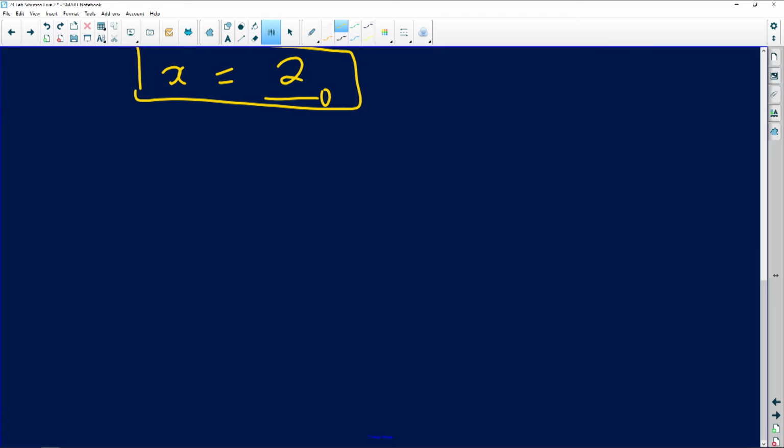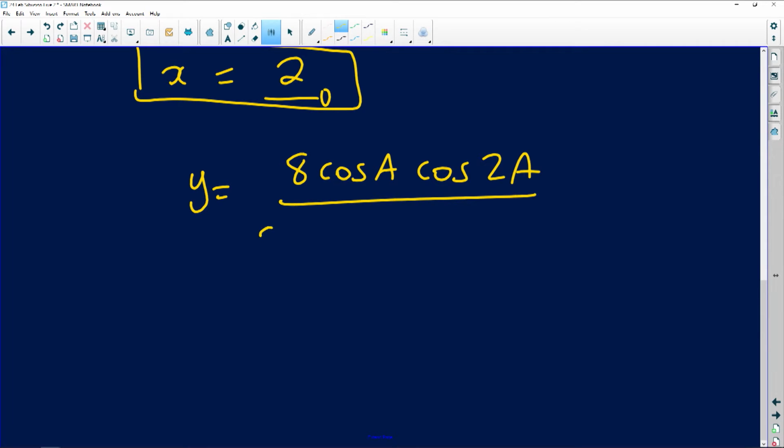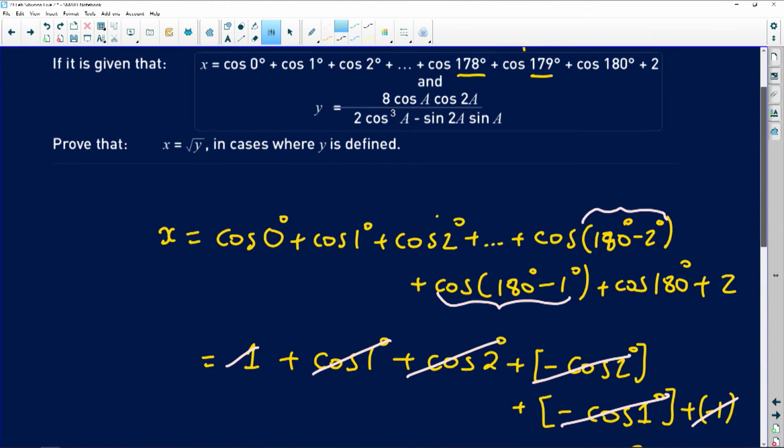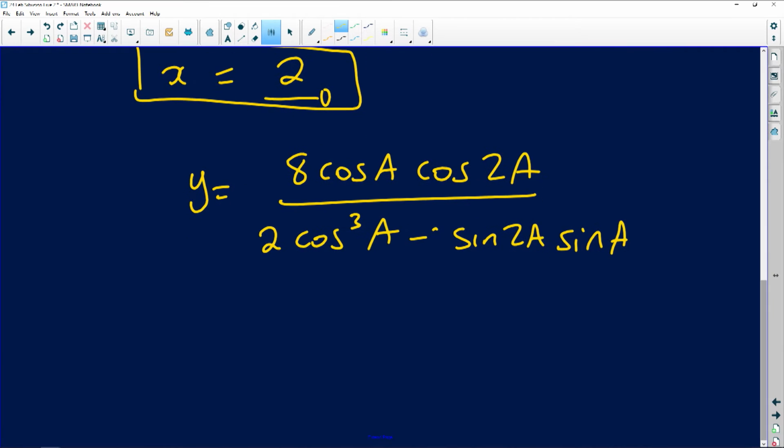So according to this question, y is 8 cos of a cos of 2a divided by 2 cos cubed a minus sine 2a sine A. Let's just see that we got the same thing and we're not making a mistake as far as that is concerned. Yes, it's sine 2A times sine A. That's actually what you have. So we need to simplify this and prove that what we're looking at here will just simply give us a value of 2 as well.